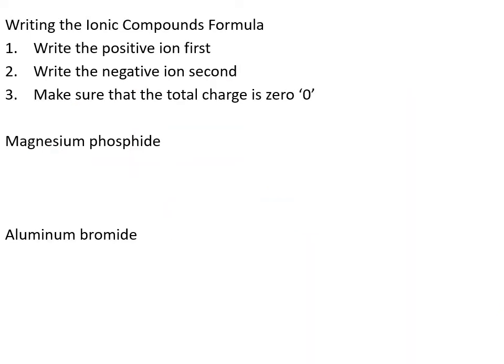So here we have how to go the other way: writing the ionic compounds when we're given a formula. Right here we have magnesium phosphide. The first thing I'm going to do is write the positive ion first. If you look at the periodic table for magnesium, it looks like this: Mg2+. The next step says write the negative ion second. If we look up phosphorus or phosphide, it says P3-.